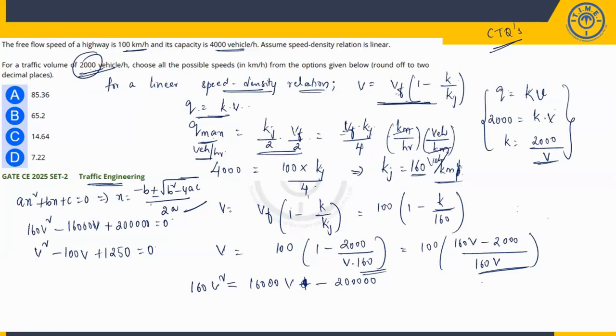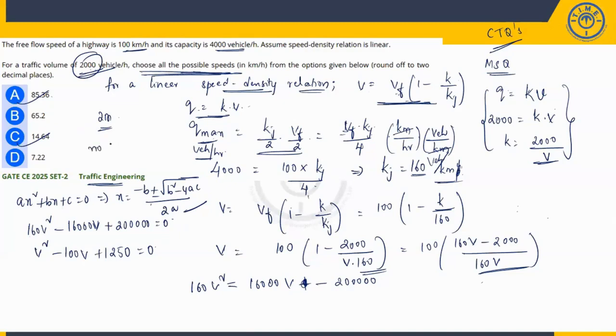Therefore, our options are option A, option C. So, this is an MSQ, multiple select question. How can you identify? Choose all the possible speeds, he told. That is, it might be greater than one speed. So, if you pick up all the correct options, that is, if you pick option A and option C both, then only you will be getting 2 marks. If you pick only one option, A or only C, you will not be getting marks.